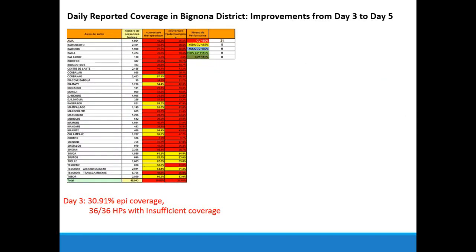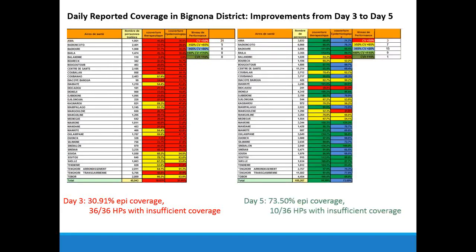Here you can see that on day 3, we had an epidemiologic coverage of 30.91%. On day 3, it means that it was really not good. And you can see that most of the color is between red and yellow. On day 5, you can see that most of the color became green. You also have blue color. You still have some remaining red and yellow color, but at the end we have achieved our goal.